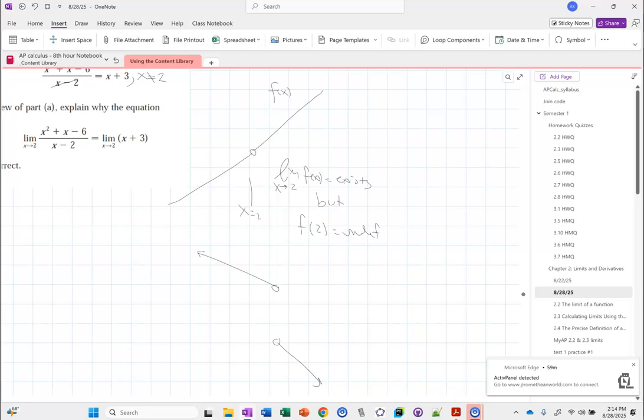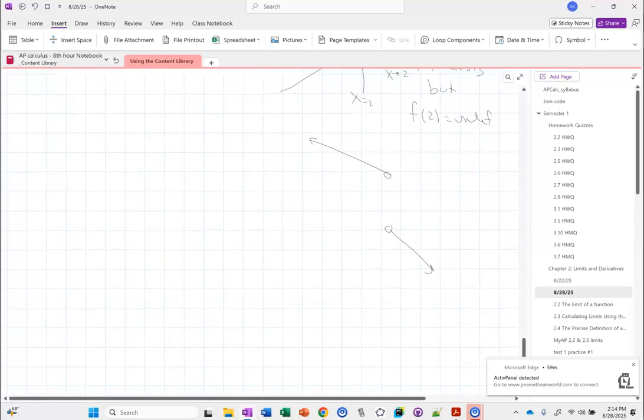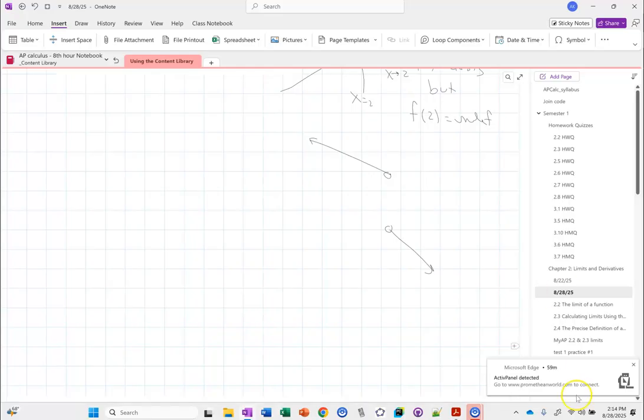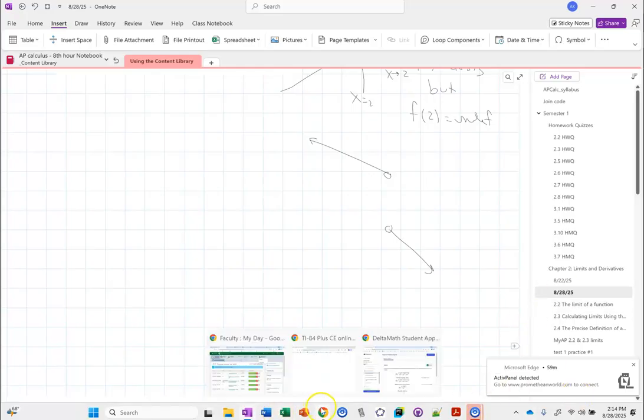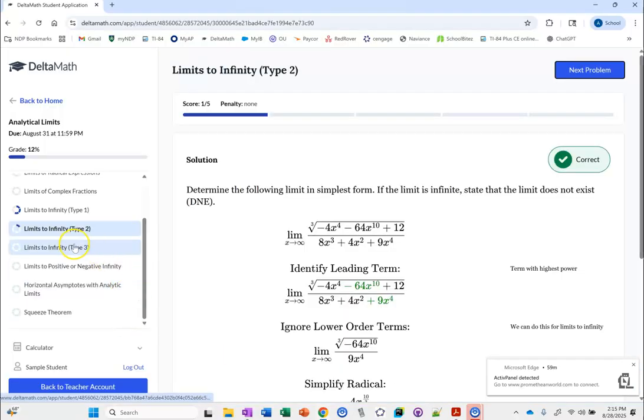Lucia, I think it's you, and then Brooks, you're next. Okay. Hit me, Lucia. For Delta Math, the last limit to infinity, there's an x in the exponent, and I'm confused. Okay. So type 3.